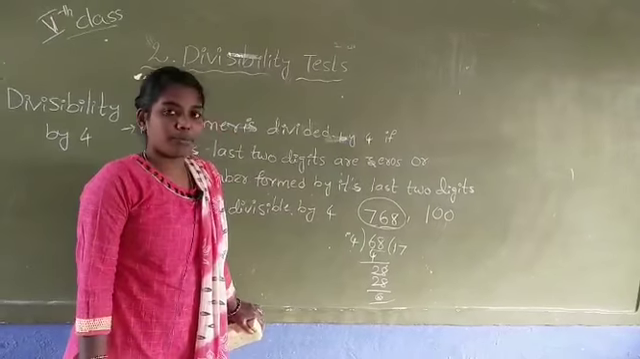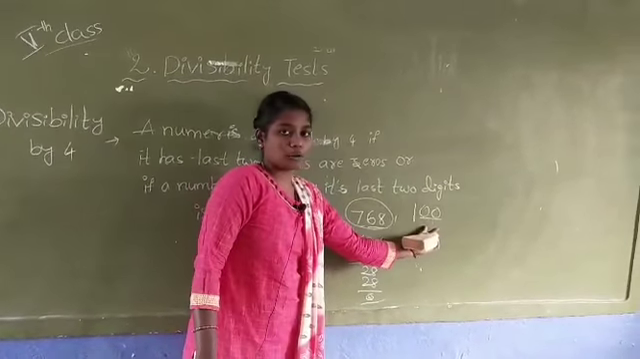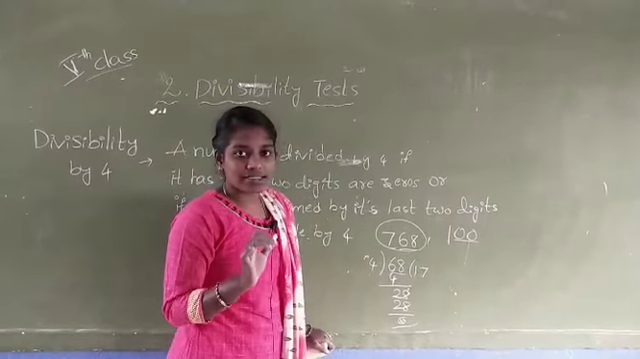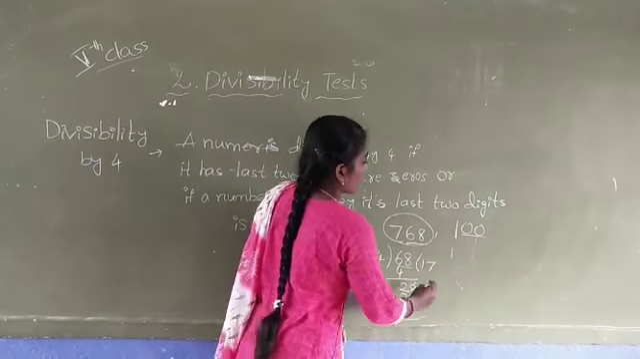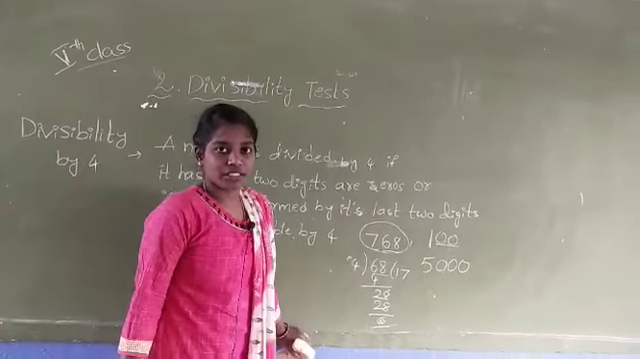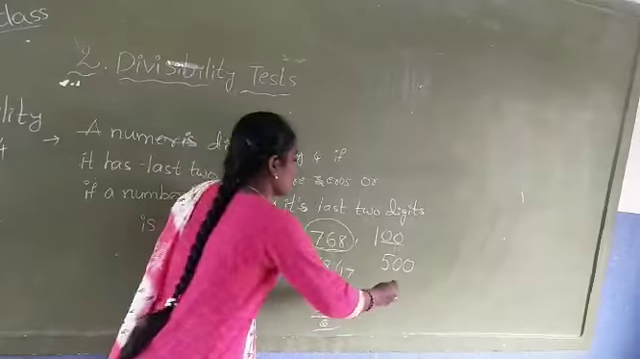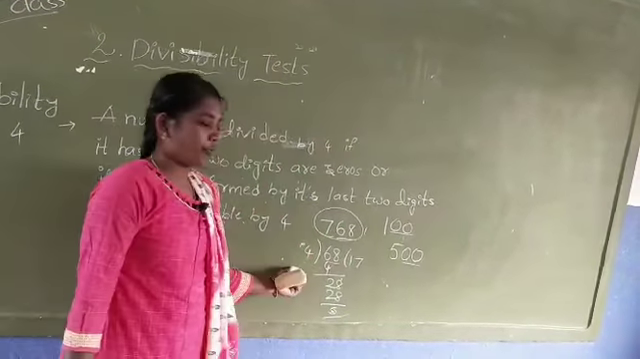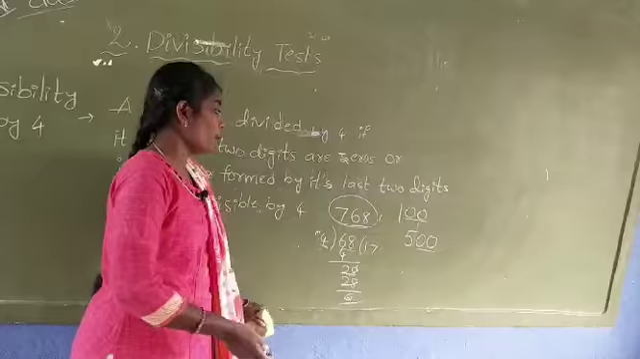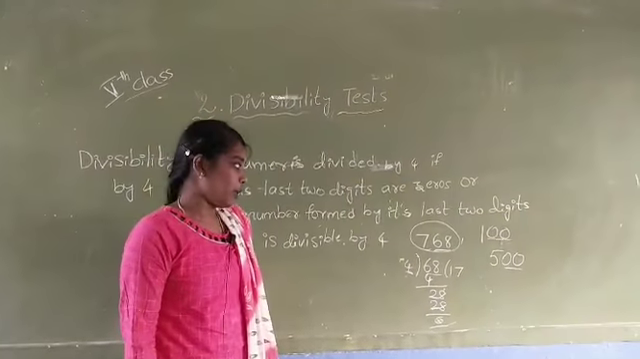100 is also divisible by 4 because it has two zeros. The last two digits are zeros. That number must be divisible by 4. Any number whose last two digits are zeros must be divisible by 4. For example, 5,000 or 500. These numbers have last two digits as zeros, so they must be divisible by 4. If any number in the hundreds has last two digits zeros, it must be divisible by 4, and if the number formed by its last two digits is divisible by 4, then the whole number is divisible by 4.